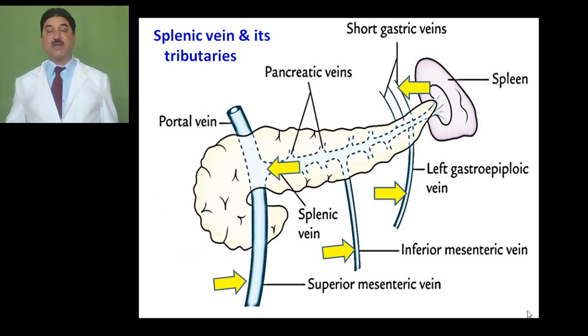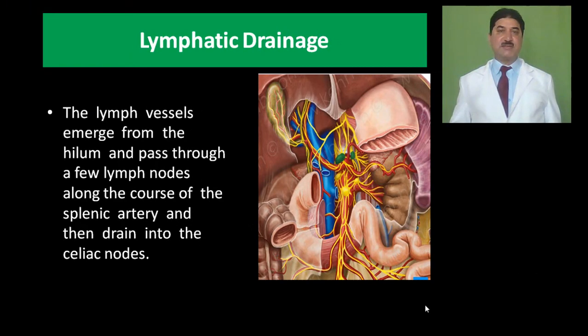It can be differentiated from hepatic veins by hyperechogenicity of its walls. The walls of hepatic veins are hypoechogenic on USG scanning. Lymphatic drainage of spleen: the lymph vessels emerge from the hilum and pass through a few nodes along the course of the splenic artery and then drain into celiac nodes, as shown in this diagram.